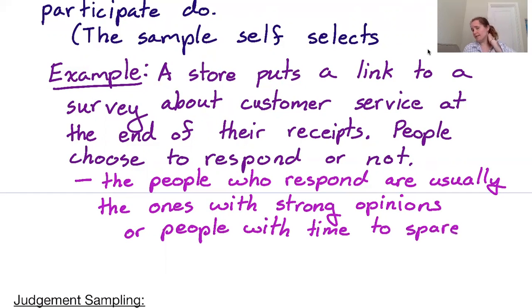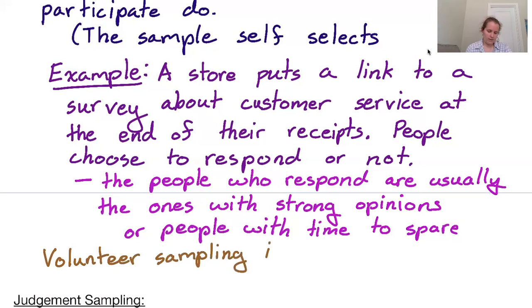Self-selection is a bad technique for sampling. It's just representative of the people that happen to like to participate in those sorts of surveys. So again, volunteer sampling is also likely to be highly biased.